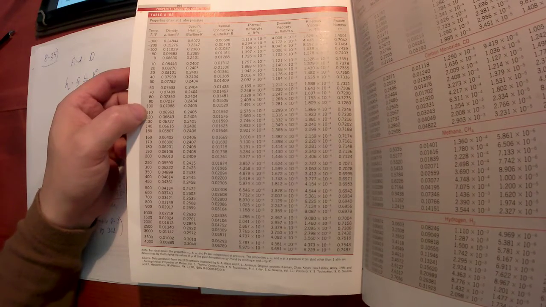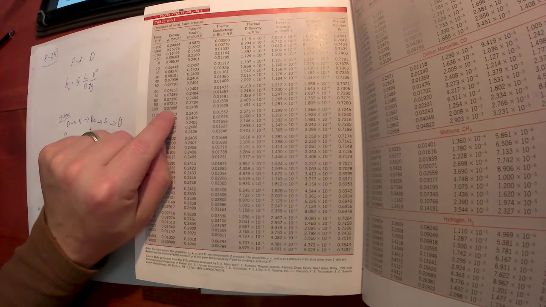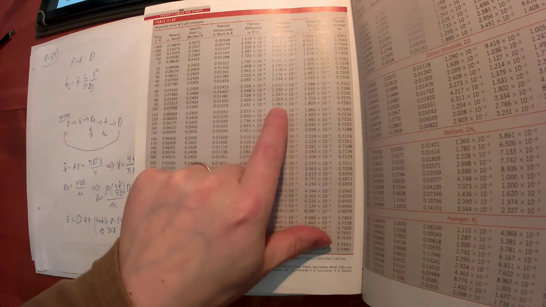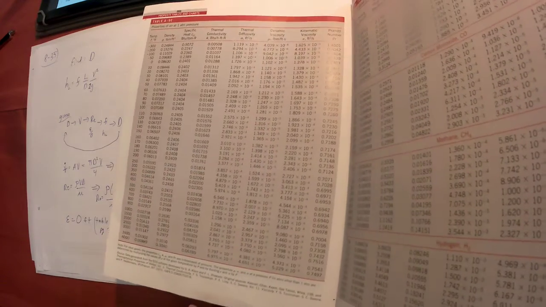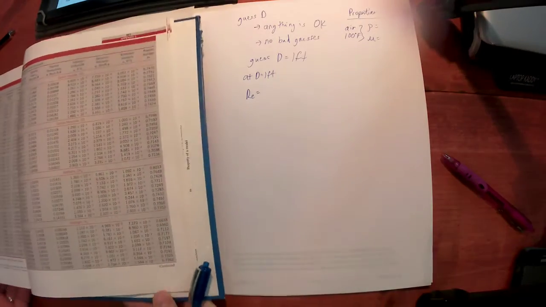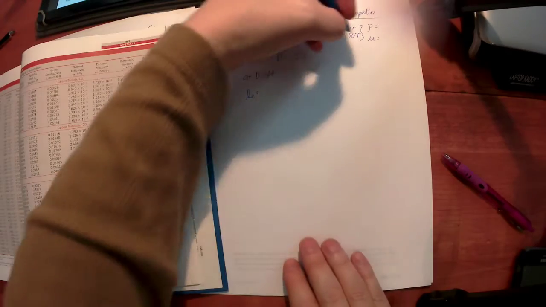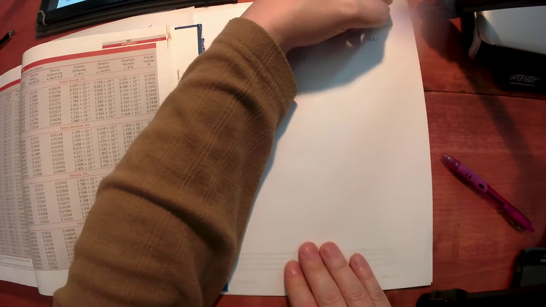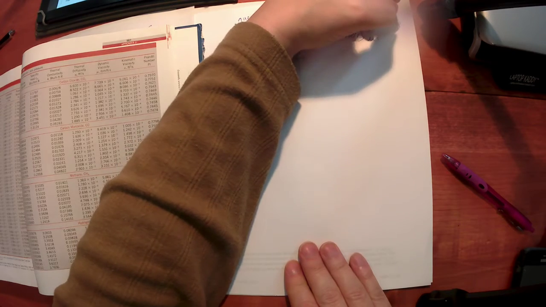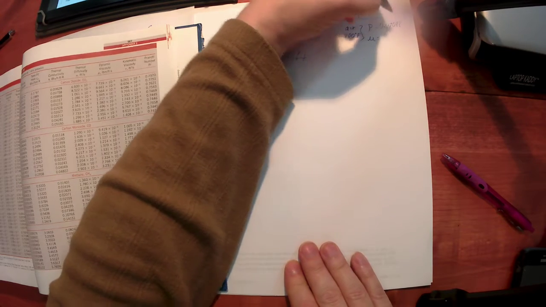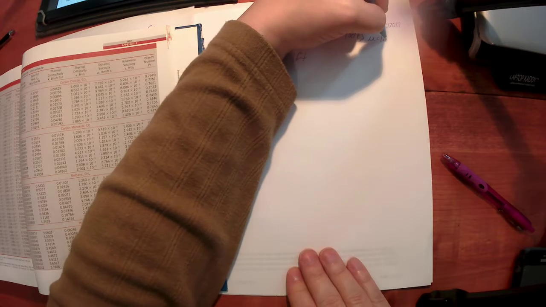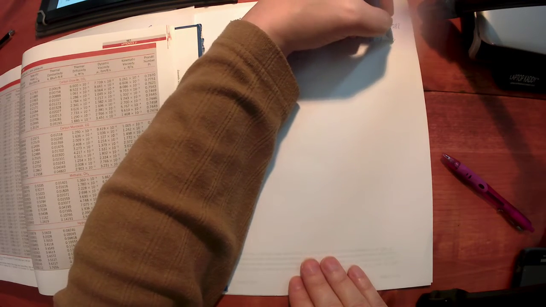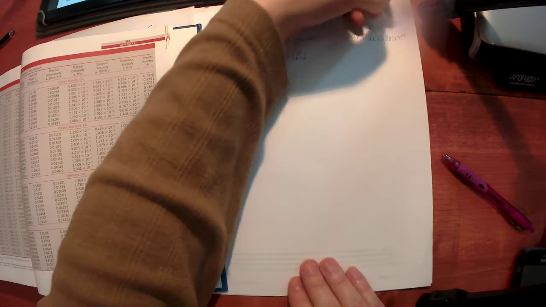The density here is 0.07088, and the viscosity is over here at 1.281 times 10 to the minus 5. So I'm going to write those down. Density is 0.07088. And I'll get the units in a second. The viscosity is 1.281 times 10 to the minus 5.